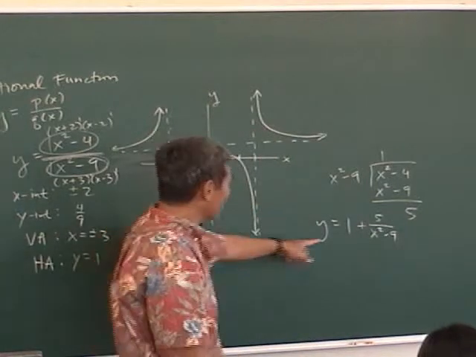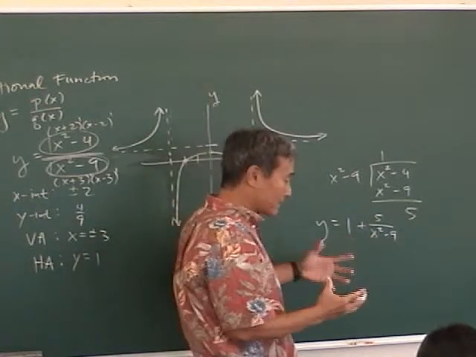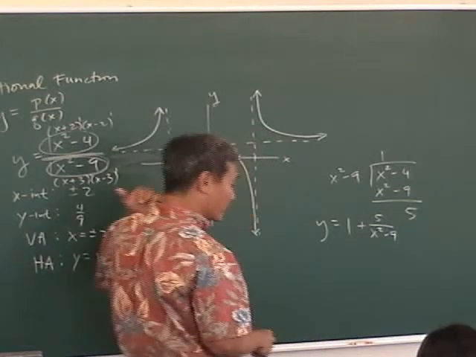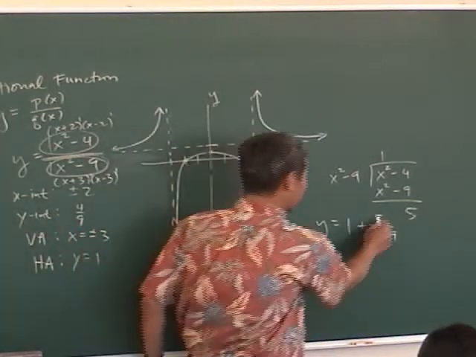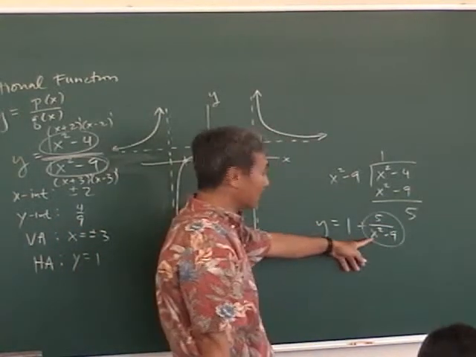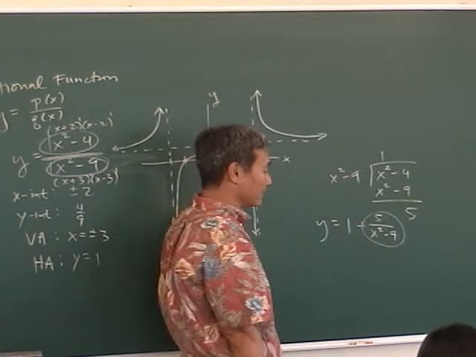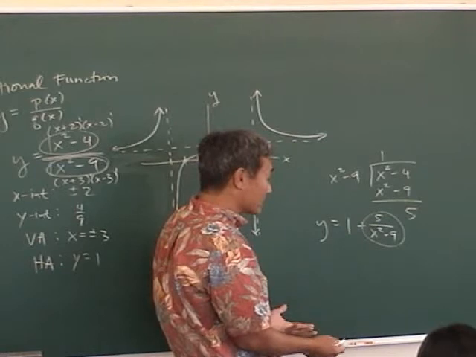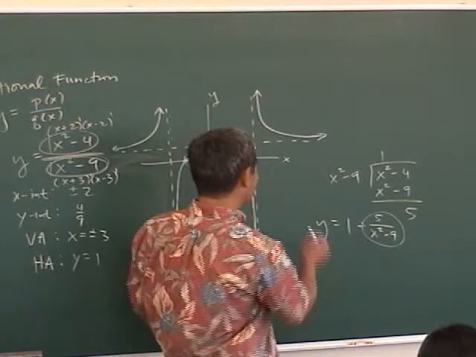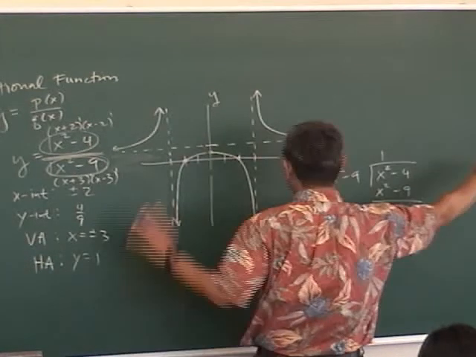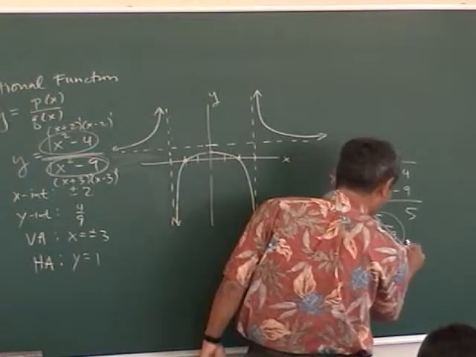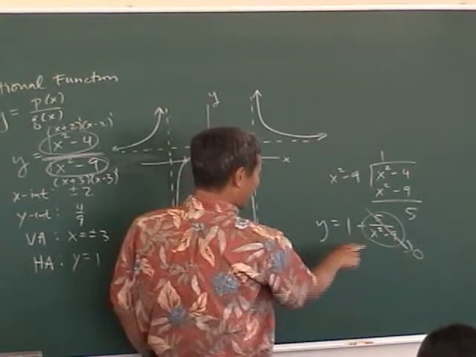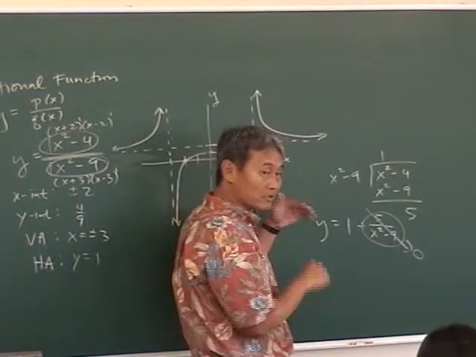Now what happens when you plug in either a super huge positive number for x or a super huge negative number for x? What's going to happen to this? Like if I plug in a million or negative million, what's going to happen? It's going to get really close to 0, right? 5 over a million squared minus 9. So that's why when the graph is going out to the right or the left, this thing here approaches 0, and that's why it gets closer and closer to 1, which is the horizontal asymptote.